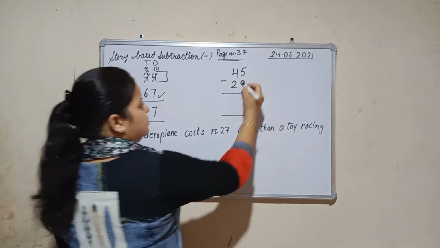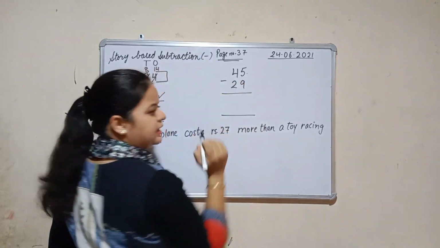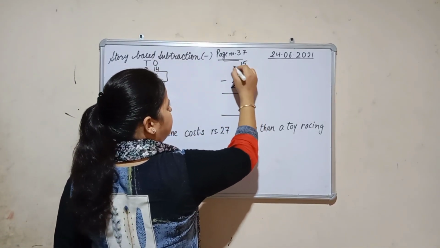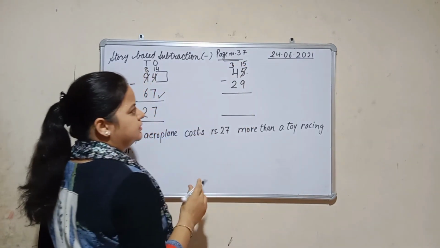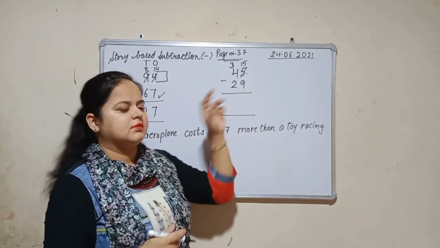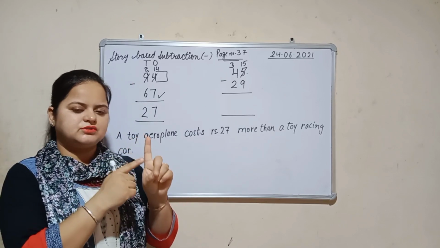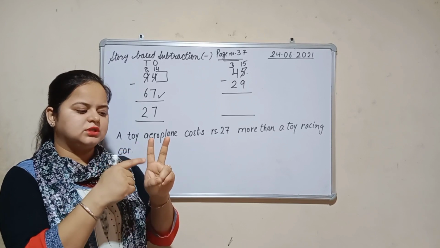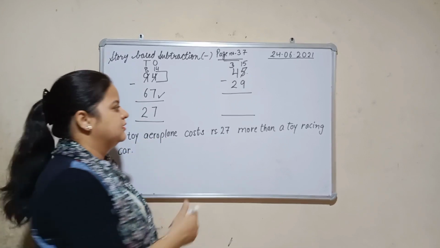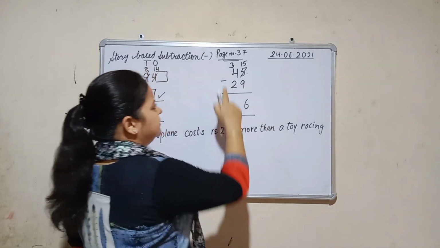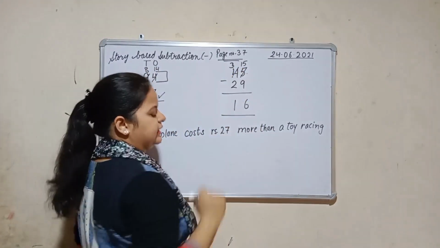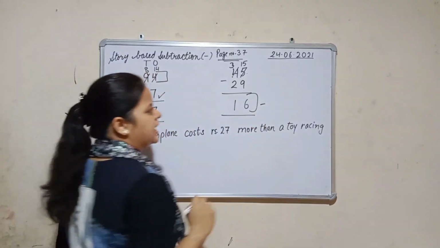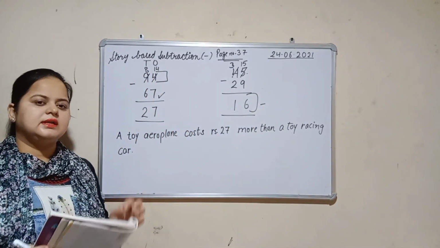Okay. So here this number is again smaller than the other, so it will take one borrow: 15 and 3. So 9, 10, 11, 12, 13, 14, 15. 1, 2, 3, 4, 5, 6. So 6. 3 minus 2, 1. So here is the answer: 16 students are selected for the race.